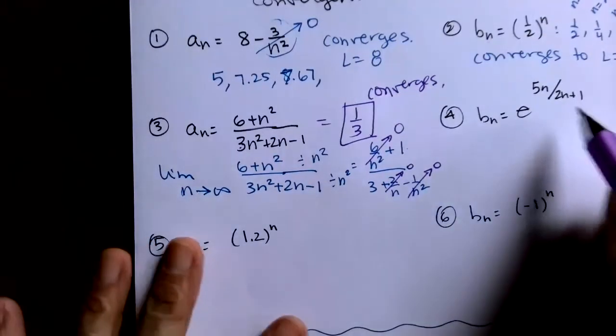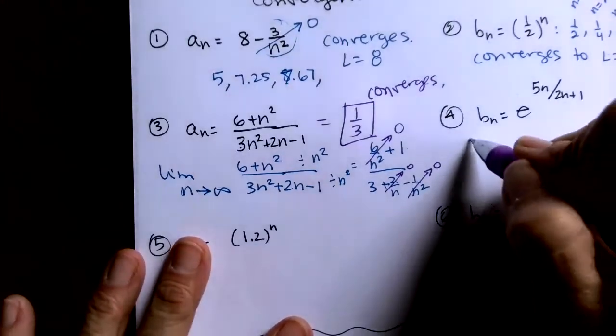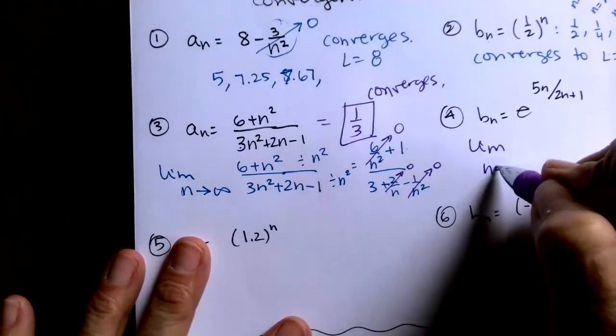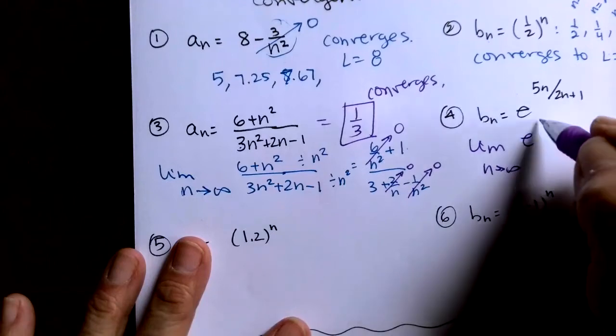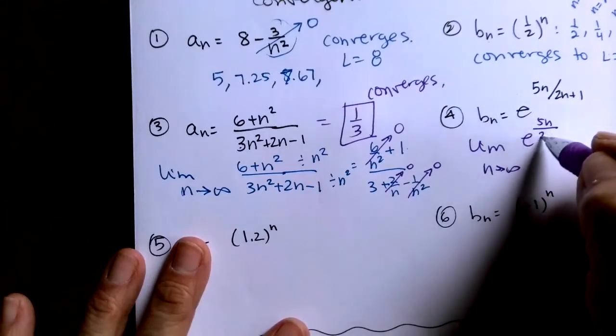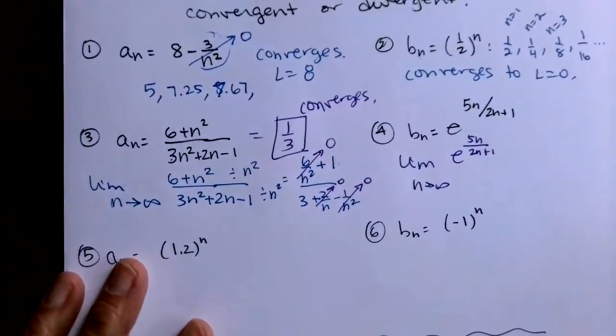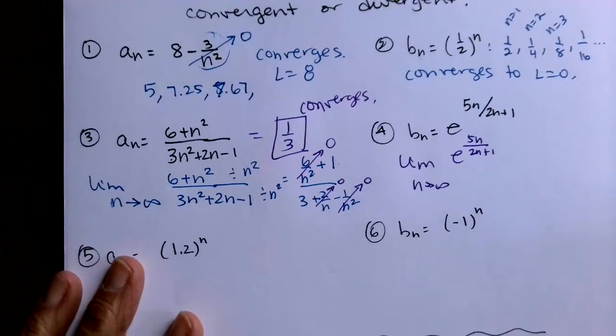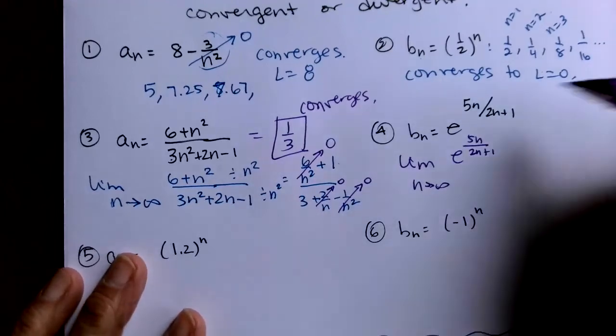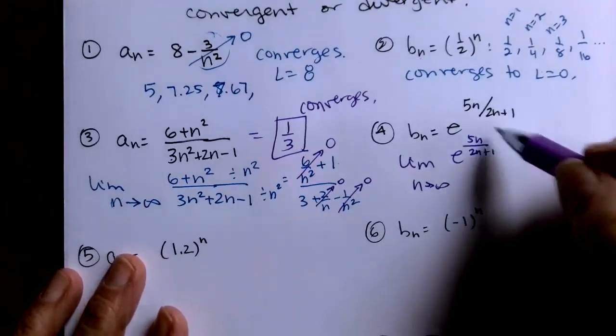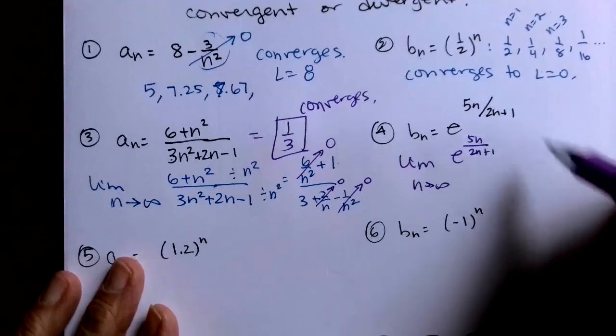Okay, next one. n gets big. So we're taking the limit as n gets big of e to the 5 over n over 2n plus 1. I like to put this one on tests because this is not an easy calculator answer. So really we're looking at what's happening to this exponent as n gets big.